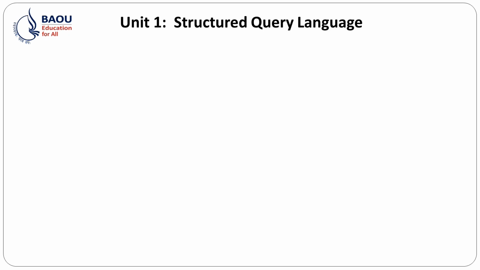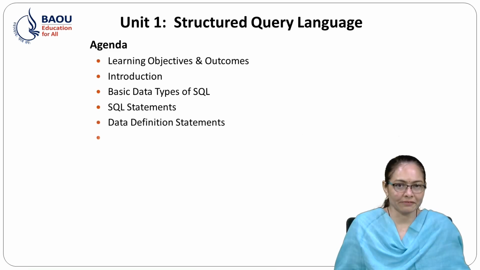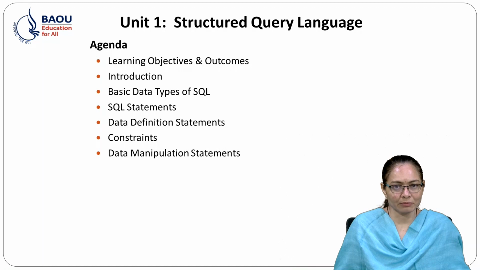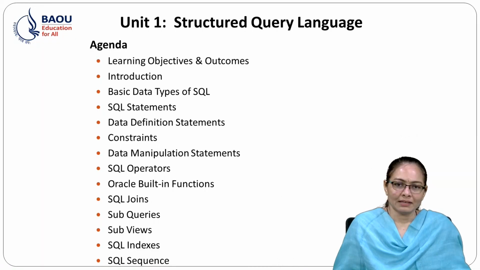First of all, we see the agenda of Unit 1: learning objectives and outcomes, introduction, basic data types of SQL, SQL statements, data definition statement, constraint, data manipulation statement, data operators, Oracle built-in function, SQL joins, SQL subqueries, SQL views, SQL index, and the last one is SQL sequence. All these topics are included in SQL, Structured Query Language. In the last session, we already completed up to SQL subqueries. Today we are going to start with SQL views.